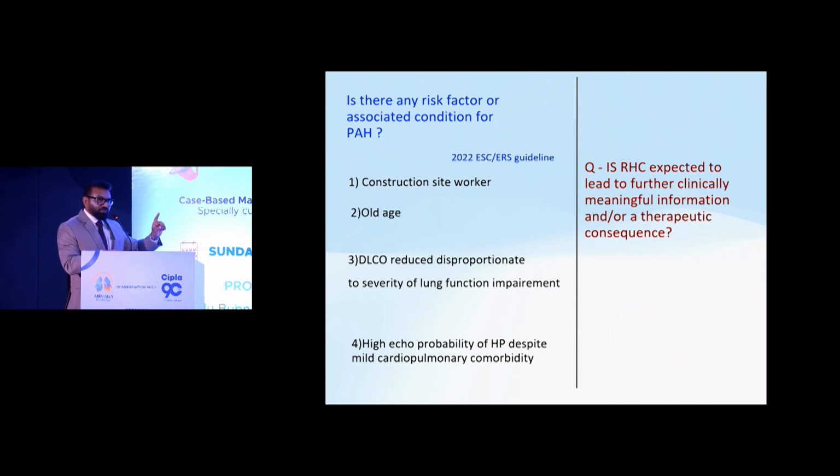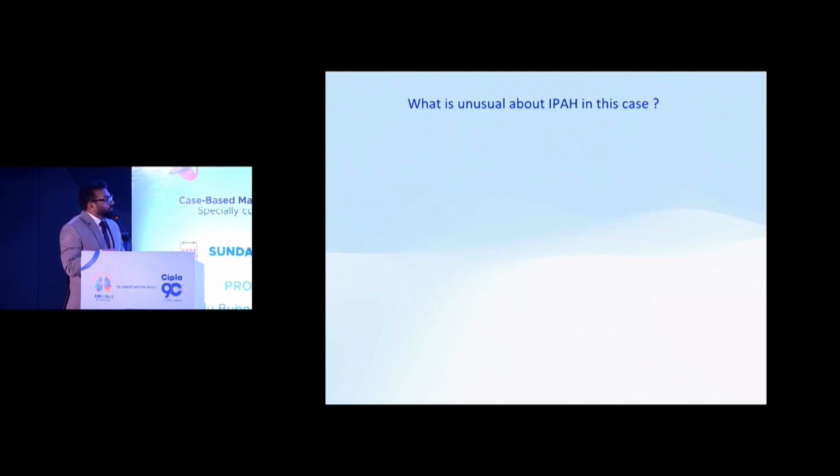So is it going to have a therapeutic consequence too in this patient? Absolutely, yes. Once we prove that this is pre-capillary PH, group 1 PH, then we can offer PH therapies to this patient. So what is unusual about idiopathic PH in this case? I would like to point out two things, because I guess everybody is not thinking of idiopathic PH only. Nobody has any other differentials. So what are the unusual things?